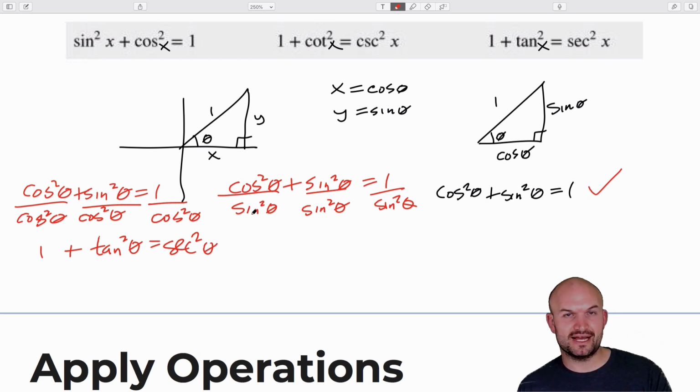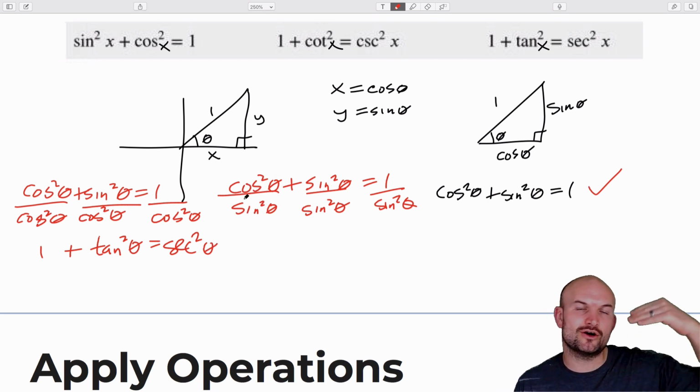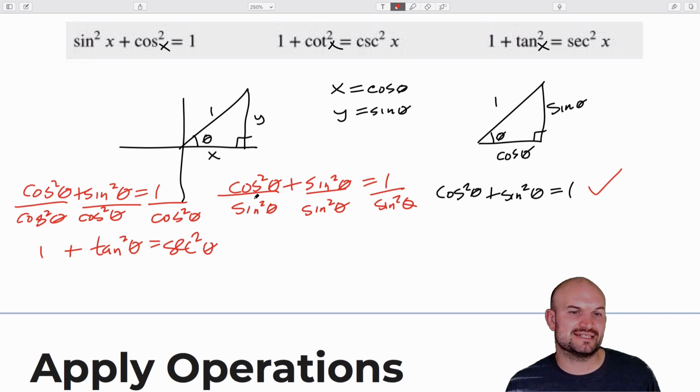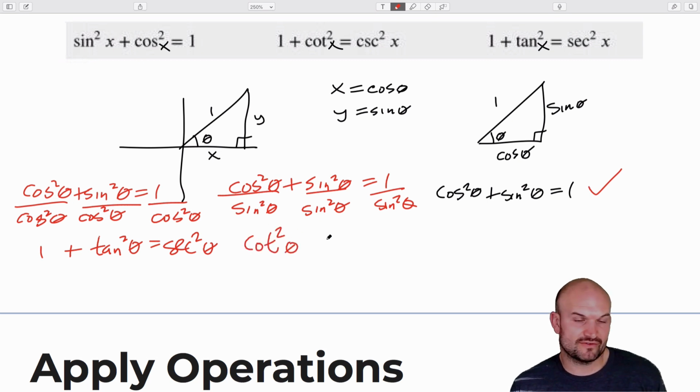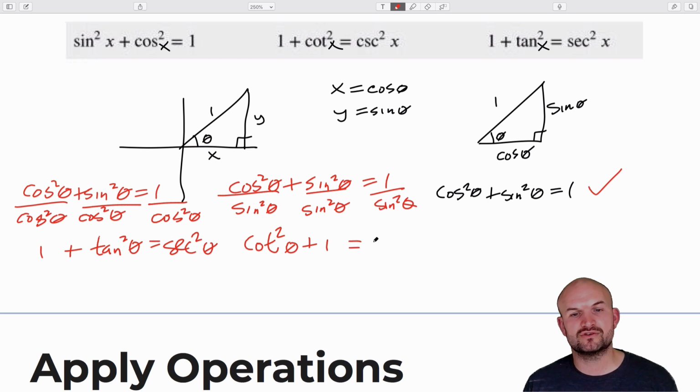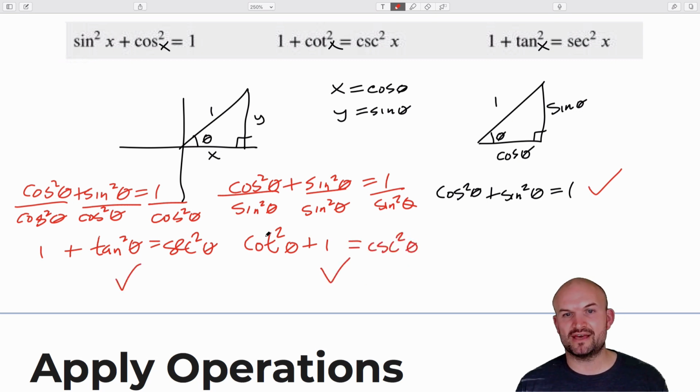Cosine squared over sine, and again, I should probably slow down. Cosine over sine, we know that is going to be cotangent. So cosine squared over sine squared is just going to be cotangent squared of theta. Sine squared over sine squared is just going to be positive 1. And 1 over sine is going to equal cosecant. So 1 over sine squared is going to be cosecant squared of theta. So you can see where the rest of them come from, or how they were created.